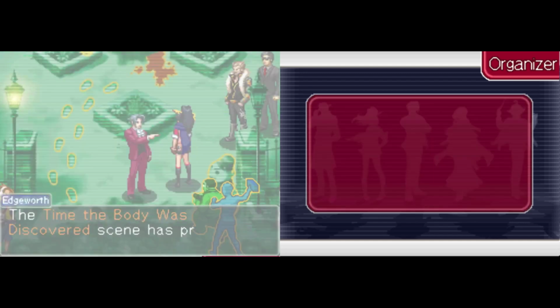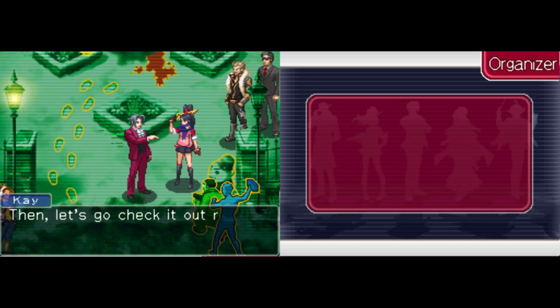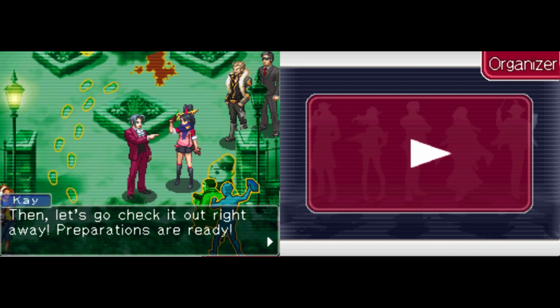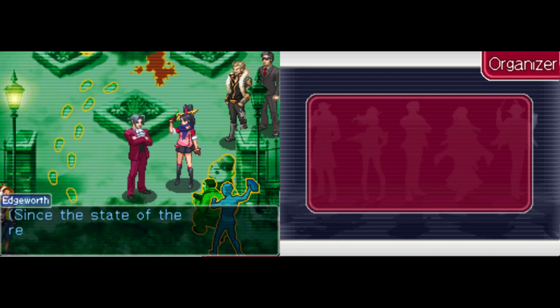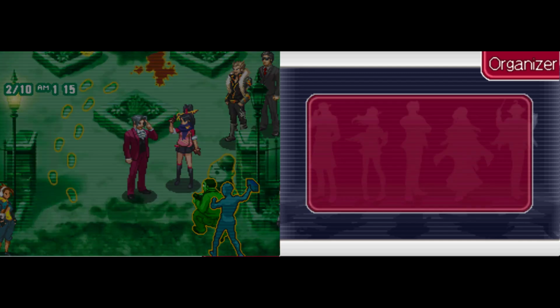The scene at the time the body was discovered has probably been greatly impacted as a result. Then, let's go check it out right away. Preparations are ready. Since the state of the recreation has changed once again, I should press the Y button and select Change Recreation. Let's give it a try.